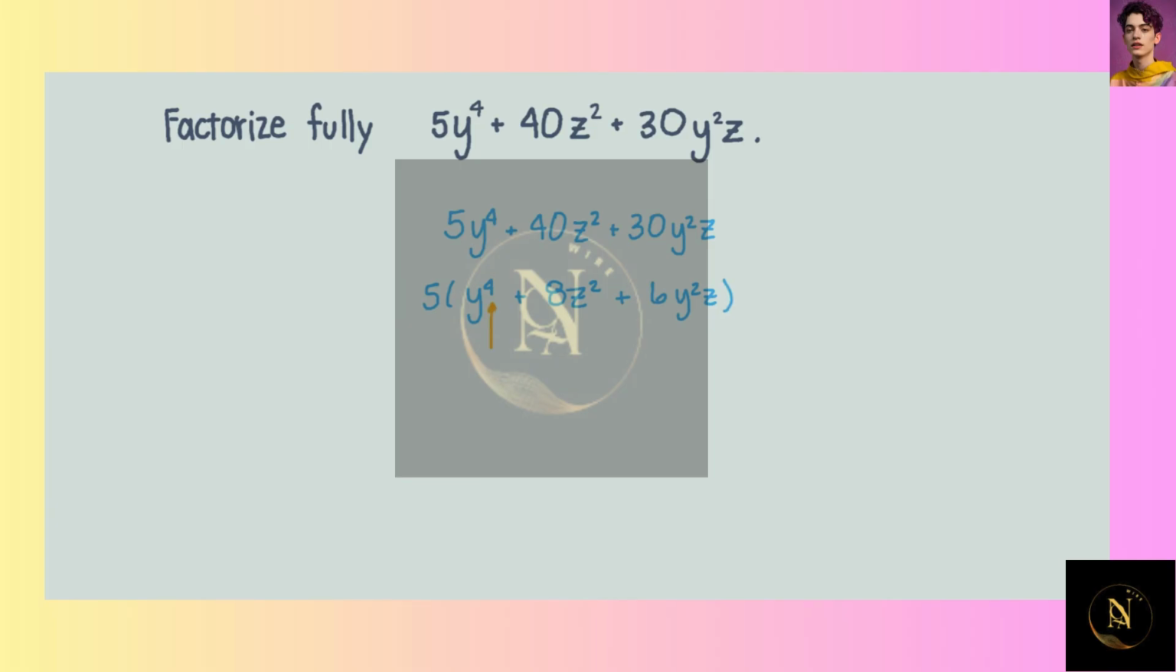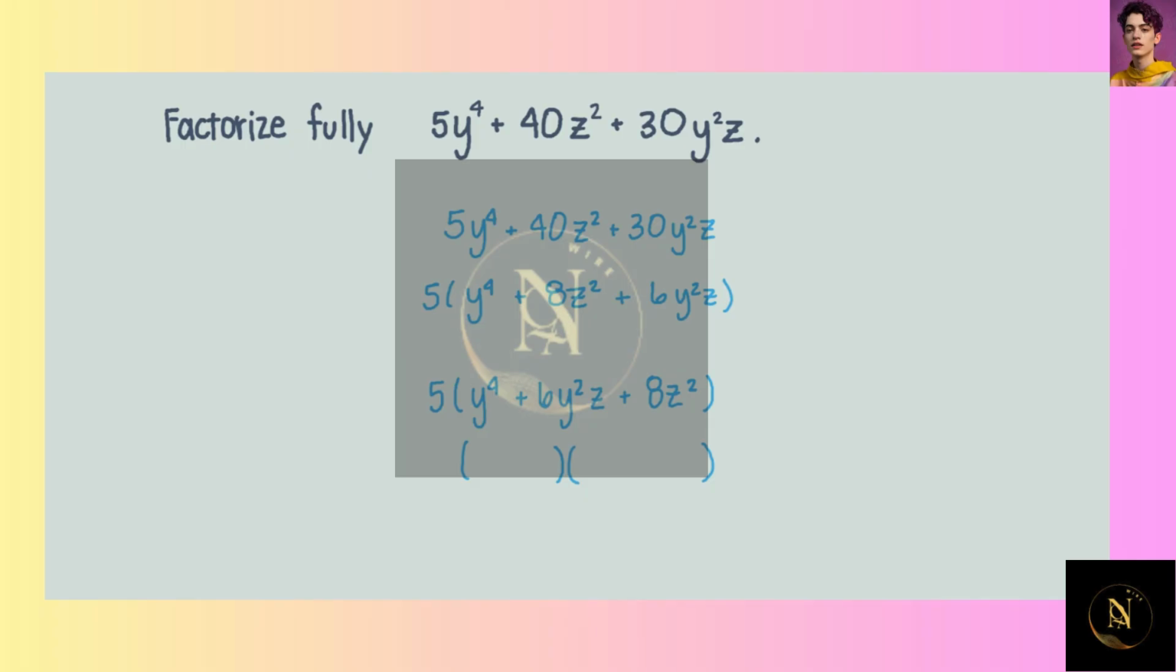Notice how our leading term is y to the fourth. We see that we have another term that has a y variable, a y squared, and we want to change the order so that y squared term comes next. It would look like this: 5 times y to the fourth plus 6y squared z plus 8z squared.